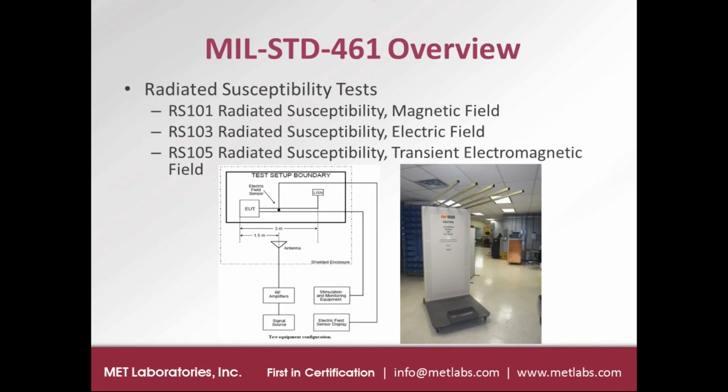RS105 is called radiated susceptibility transient electromagnetic field, and this test is often just referred to as the EMP test because the disturbance is supposed to simulate the effect on the ground from a high altitude electromagnetic pulse generated by a nuclear weapon detonated at high altitude above the Earth's atmosphere. So the effect on the ground is estimated at 50,000 volts per meter, and that's the test level of the pulse field.